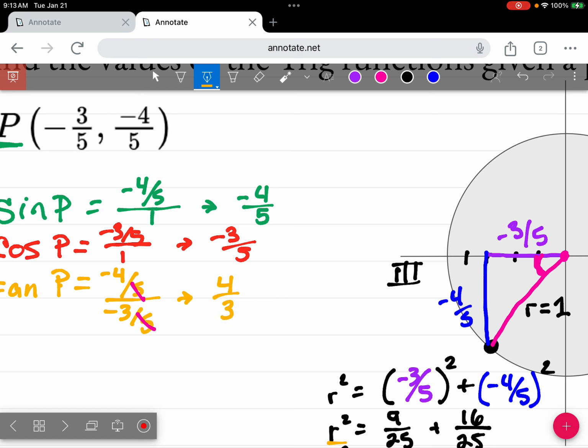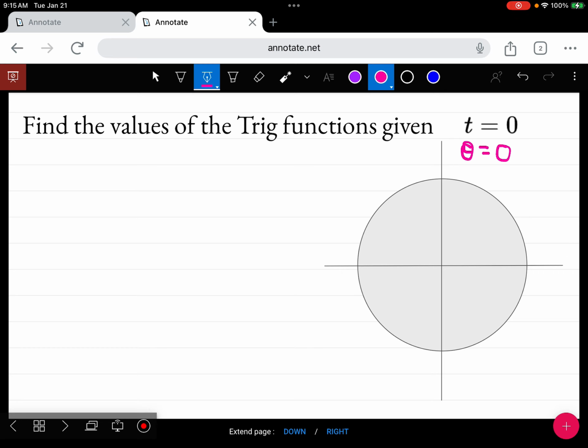Okay, so sometimes we'll just be given an ordered pair to find all of our pieces here. Our other option is sometimes we're going to be just given a number. So sometimes we'll be told to find our trig functions of a number. They've given us here t equals 0. So what that's telling us, this real number here, when they're telling us t equals 0, that means that's our theta. That's our angle 0.